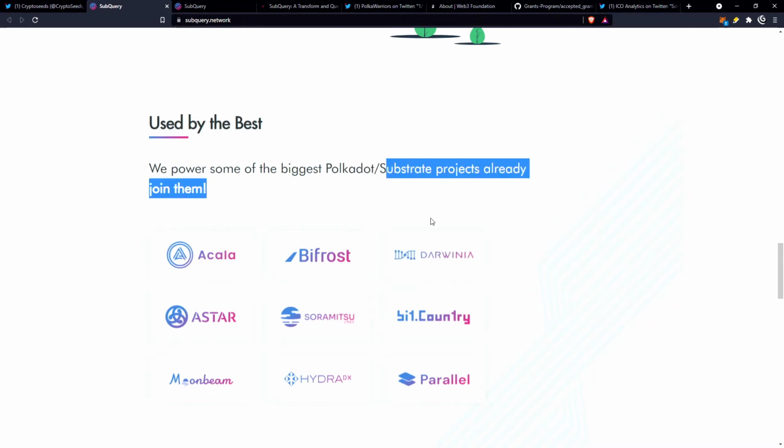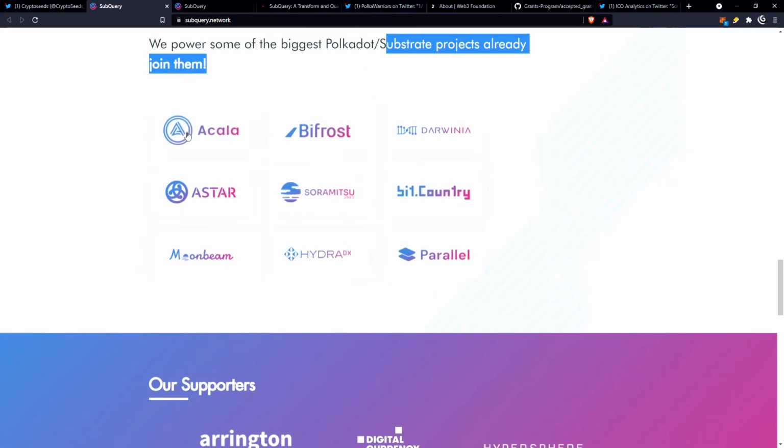It is already providing data to Acala, one of the key projects, which is a parachain on Kusama now, but it has the potential to become a parachain on Polkadot. So it's a DeFi hub on the Polkadot ecosystem. Astar, it is a DApp hub on the Polkadot ecosystem. Moonbeam, it is one of the chains that has Ethereum smart contracts, which is a major thing.